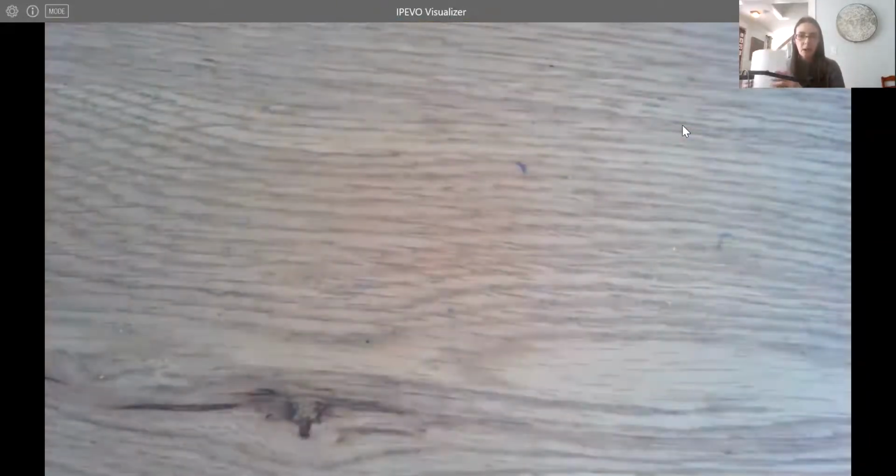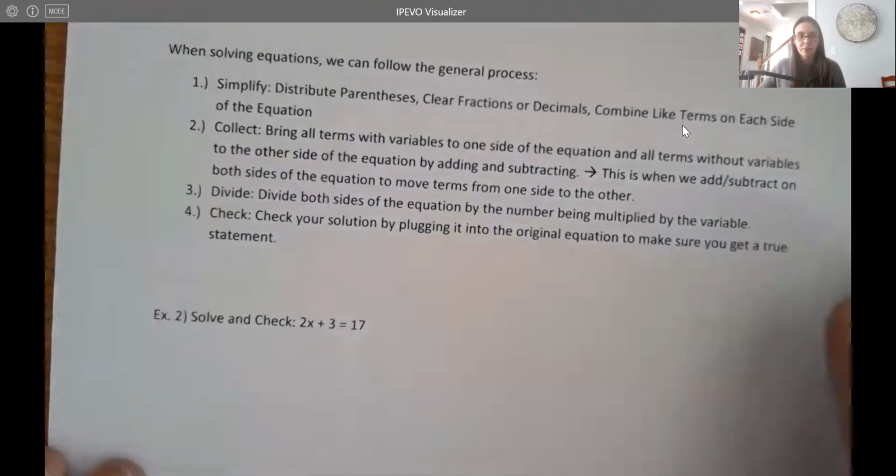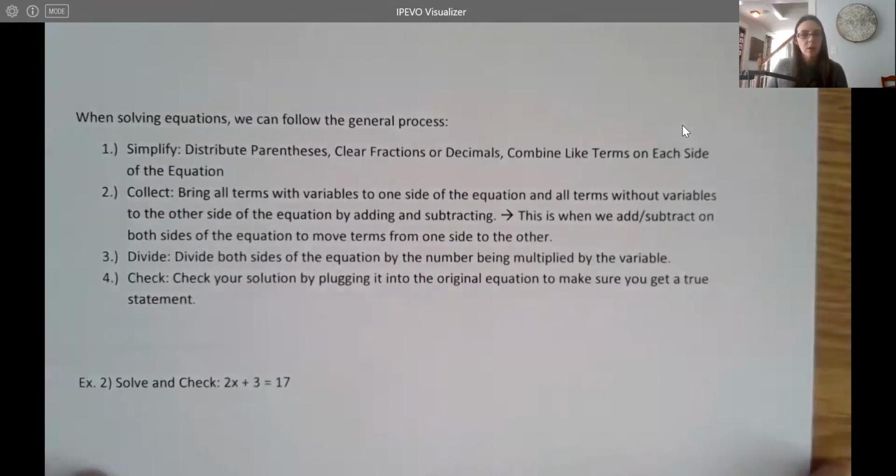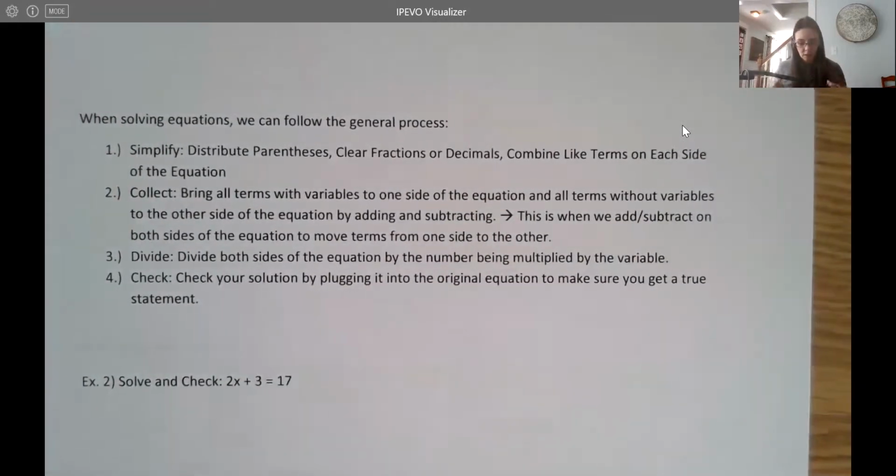Now let's look at some problems that involve more than one step. And what I have here are sort of my rules that I like to follow when solving equations. We'll see a bunch of different types.